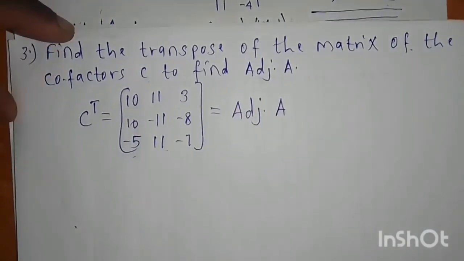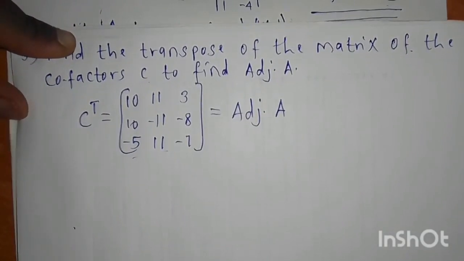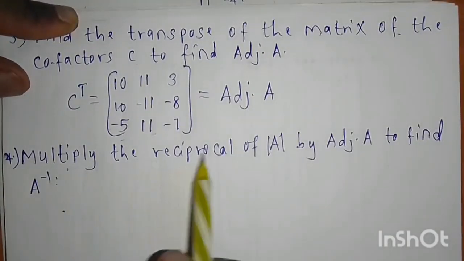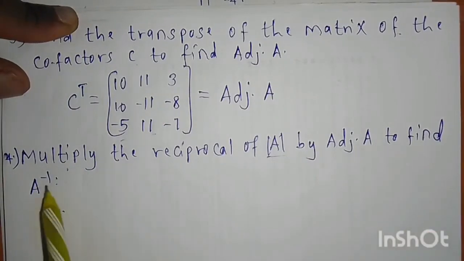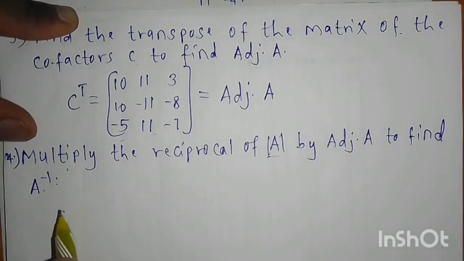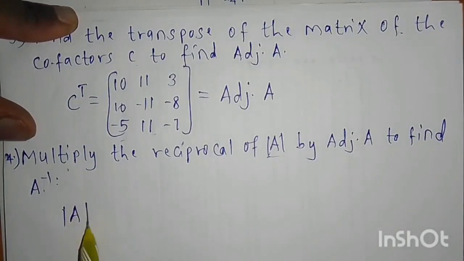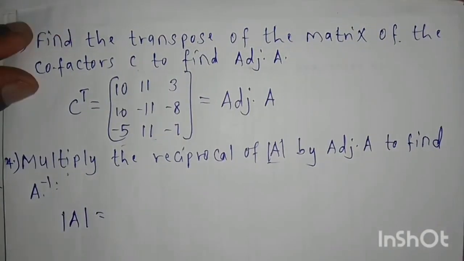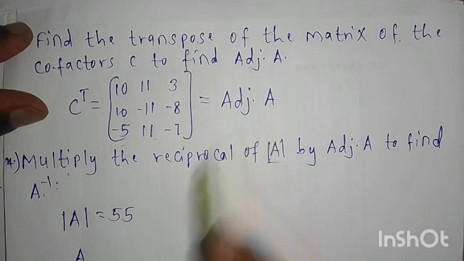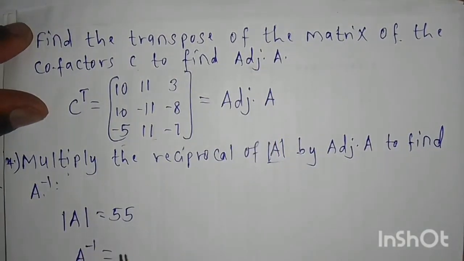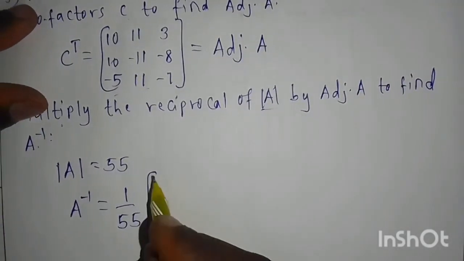Now we proceed to the fourth step, which is to multiply the reciprocal of the determinant of A by the adjoint of A to find the inverse of A. Initially, we found that the determinant of A is 55, and this is our adjoint matrix. So the inverse of matrix A will be 1 over 55 multiplied by this adjoint matrix.